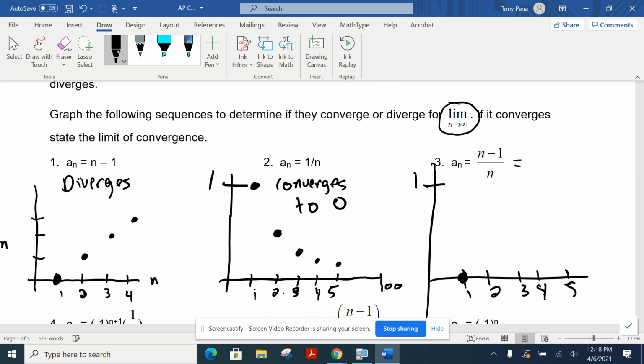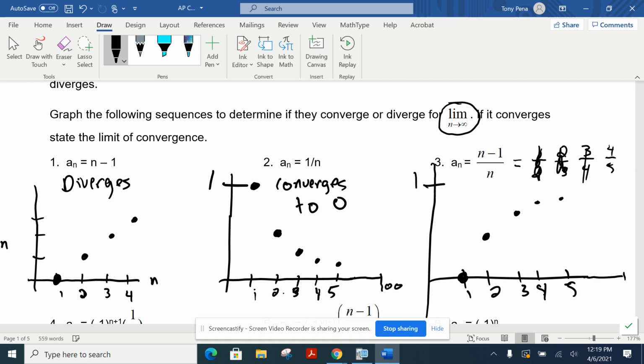And then if I throw in a 2, I would end up with a 1 on top and a 2 on the bottom, 2 minus 1 over 2. So that's halfway up. If I throw in a 3, I would then get 2 on top, 3 on the bottom. So that's 2/3 of the way. If I throw in a 4, I would then get 3 over 4, a little higher up, and then 1 more. If I do 5, I would get 4 over 5, a little higher up still.